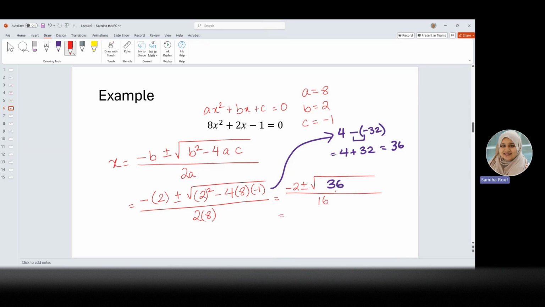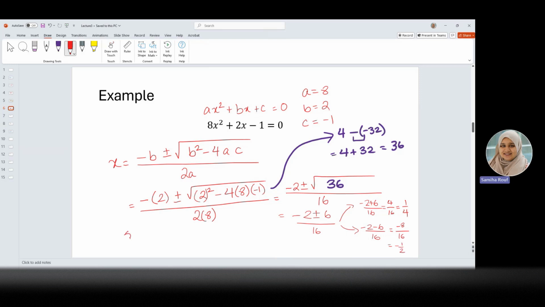Okay. Nice thing is 36 is a perfect square. So I can now reduce this to -2 plus minus 6 divided by 16. And this splits into two possible answers. We have negative 2 plus 6 divided by 16, and negative 2 minus 6 divided by 16. Okay. Negative 2 plus 6 is 4. 4 divided by 16 is 1 over 4. Negative 2 minus 6 is negative 8 divided by 16. That's negative 1 over 2.